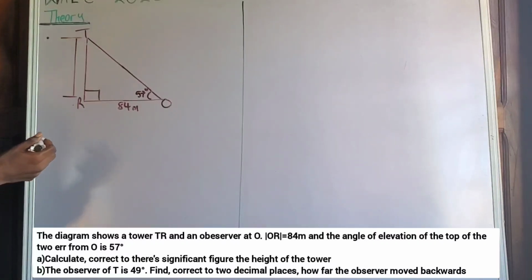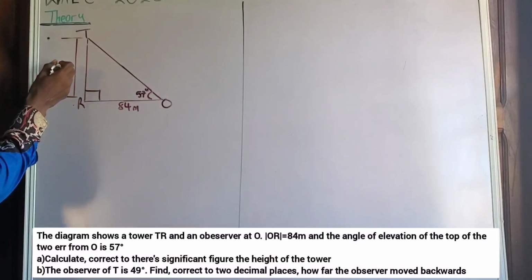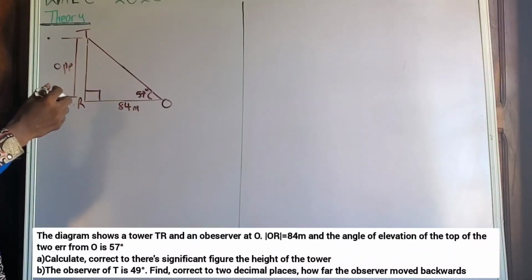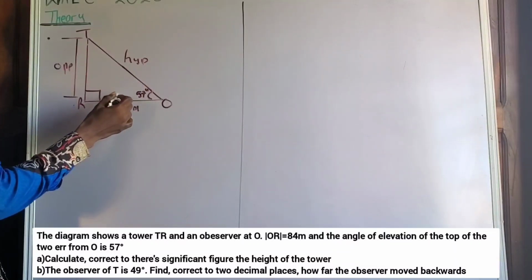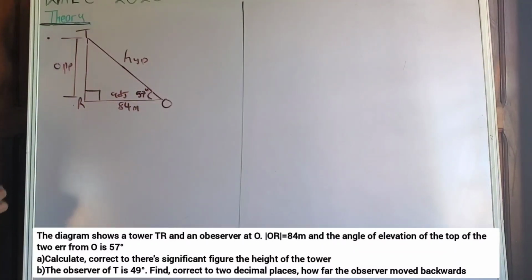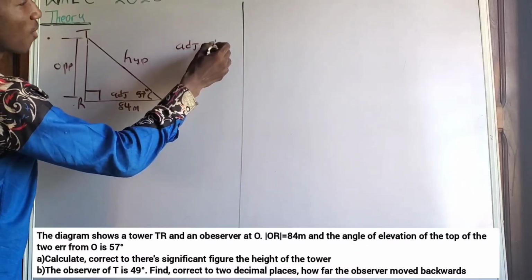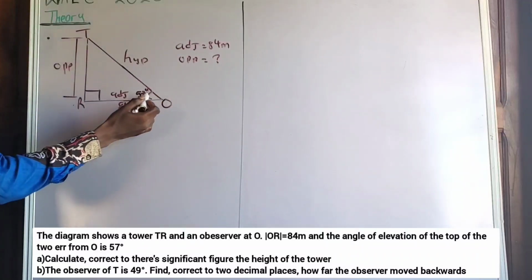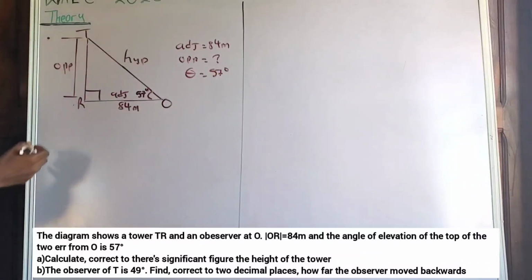Don't forget that in trigonometry, the side that faces the angle that we are considering is the opposite side, right? And the side that faces the angle 90 degrees is the hypotenuse side, and the other side is the adjacent. Do you understand? Okay, so to get the opposite, what are we required to do? We have been given the adjacent as 84 meters, and the opposite is what we are looking for. And we know that the angle theta has been given as 57 degrees.